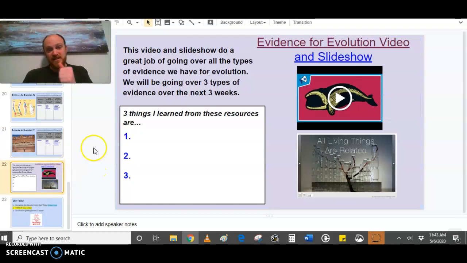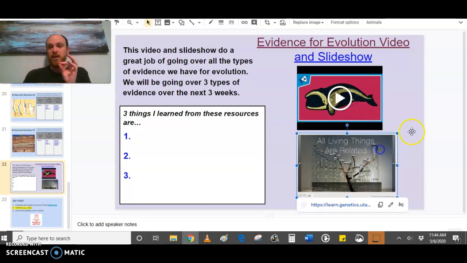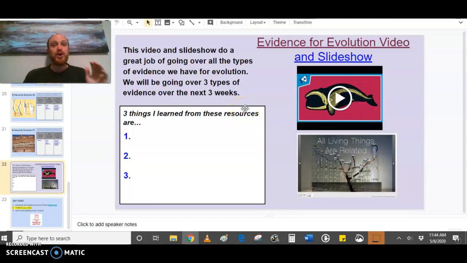On this slide, there's 2 things. There's a video and a slideshow. This is actually a different link than this, and these will link to them too. This should link to your video, and this should link to the slideshow. Both of these do a good job of talking about everything that we're going to learn about for the next 3 weeks. Again, these just briefly talk about little things, and we're going to go into a lot of depth. We're going to talk a lot about each different type of evidence for evolution and compare things. But for now, get these, watch the video, look at the slides. That way you have a little bit of a background if you don't have one already.